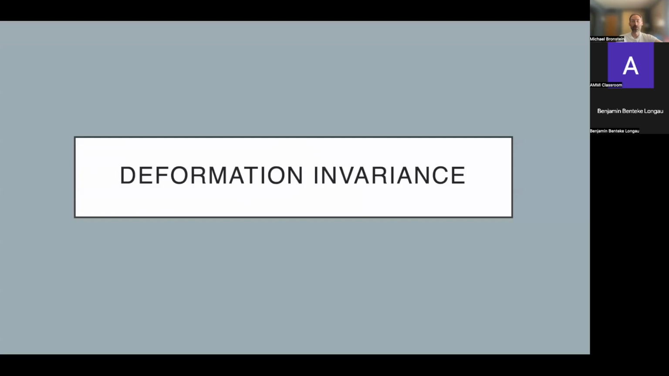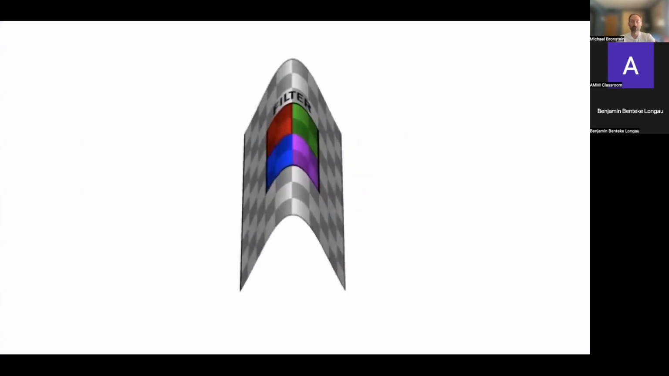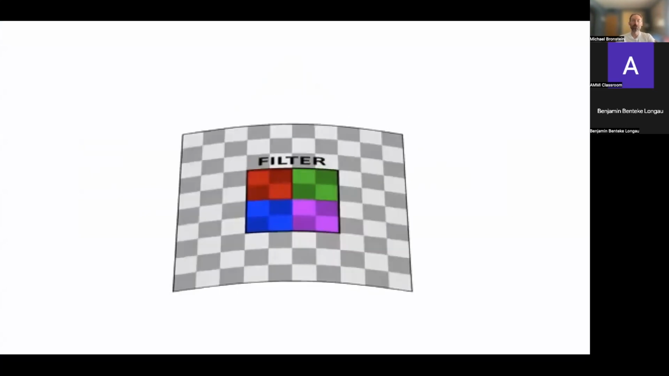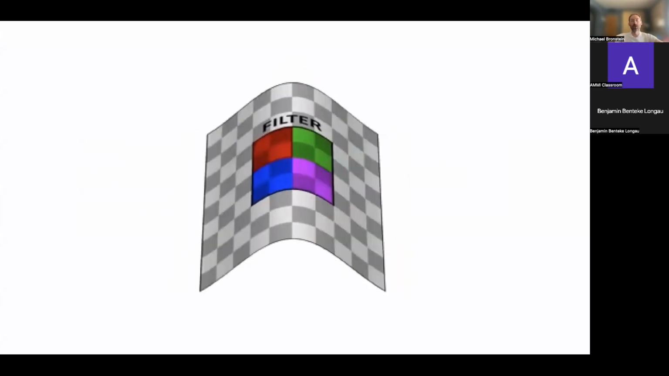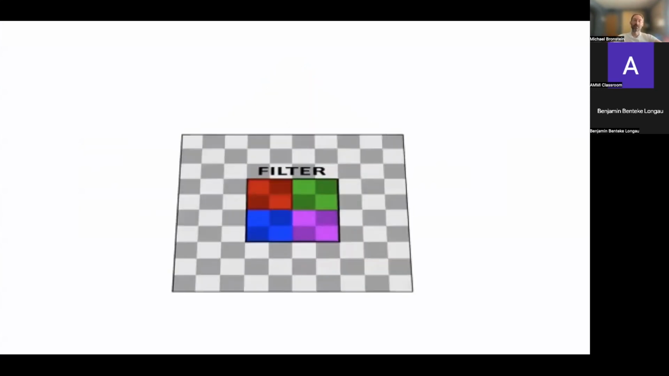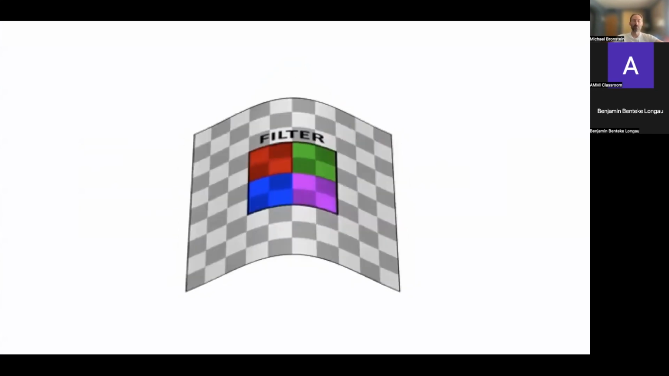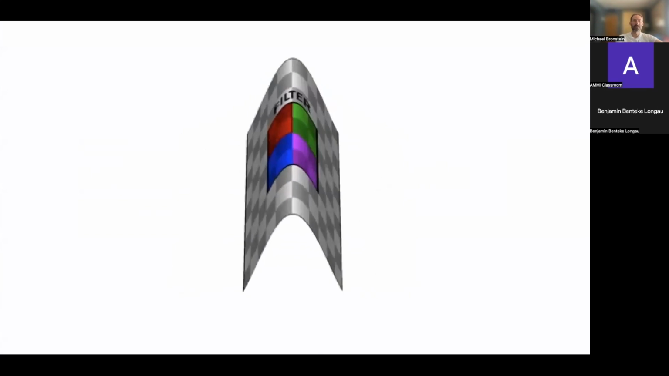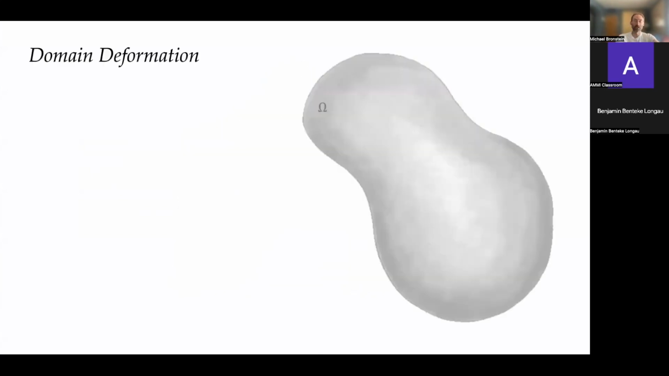Now let's talk about deformation invariance. And this is what we have achieved so far, right? We have a filter that is defined intrinsically on the manifold, and if I deform the manifold, then I don't suffer any deformations if this deformation is such that it doesn't change the Riemannian metric, right? So what we will call an isometry.